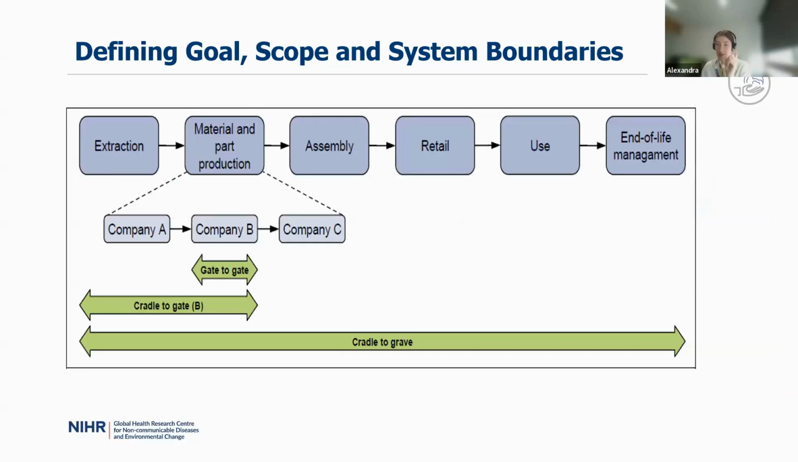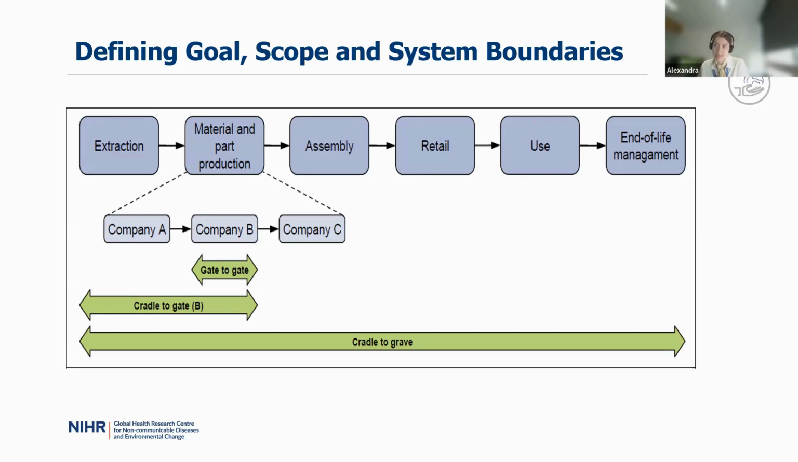Now we're gonna look at the scope. There's a lot of terminology that is not very commonly known. We use it for life cycle assessment. When you're looking at the entire life, it's cradle to grave. And if it's only up to a certain point, as you can see here, from extraction to the end of material and part production, then it will be cradle to gate. If it is just a specific unit process, then it's called gate to gate.